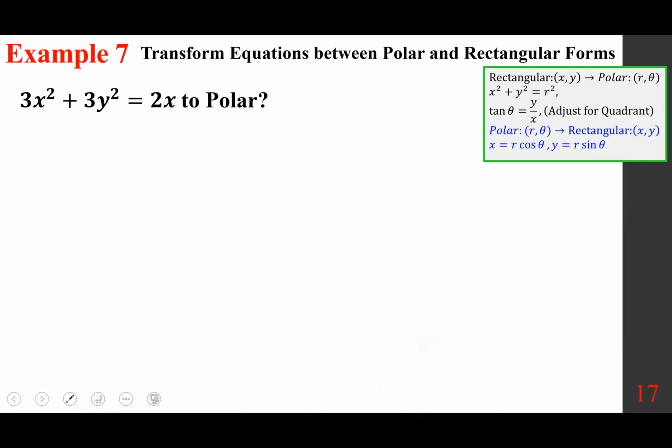Transform equations between polar and rectangular. 3x squared plus 3y squared is 2x. We want to take it to polar. And again, this is the information from the previous page. We also remember x squared plus y squared equals r squared. So on the left side, we can factor the 3 out.